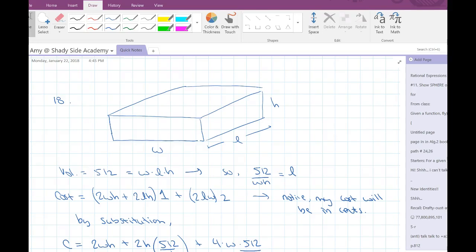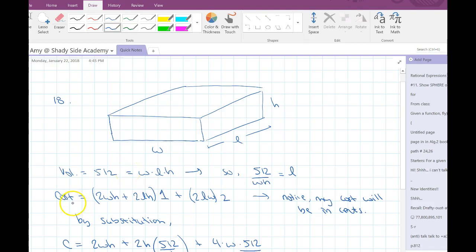Okay, hi everyone. This is number 18 from tonight, and I just started working on it here. It's this milk carton, width by length by height. The volume has to equal 512. I'll come back to this in a second. And you're asked to minimize cost.